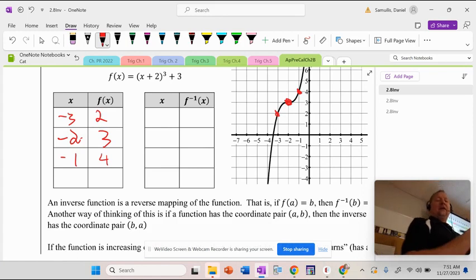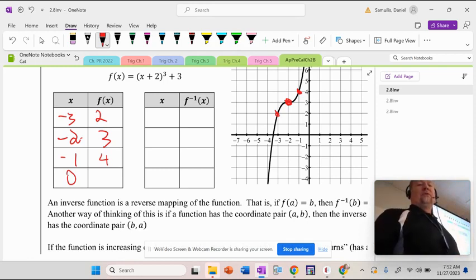But we need a couple more points to get this taking off behavior. So I'll plug in 0. By the way, what's 0 comma 3 called, everybody? 3, 2, 1, go. Y-intercept. Everyone should know that in this room. If you don't, there's the door. Okay, you're out. Okay, 0 plus 2 is 2. 2 cubed is 8. 8 plus 3 is 11.